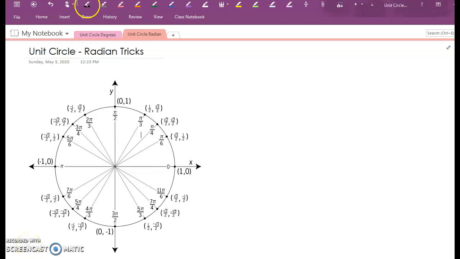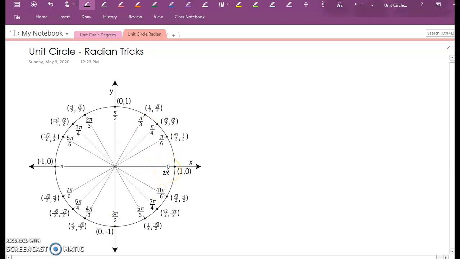Here are the tricks for the unit circle in radians. The unit circle is based on a radius of 1 around the circle. That's why we have (1, 0), (0, 1), go out again (-1, 0), and then go down (0, -1). So we start at 0, we have pi over 2, pi, 3 pi over 2, and then we end at 2 pi. So the unit circle in radians is from 0 all the way around to 2 pi.